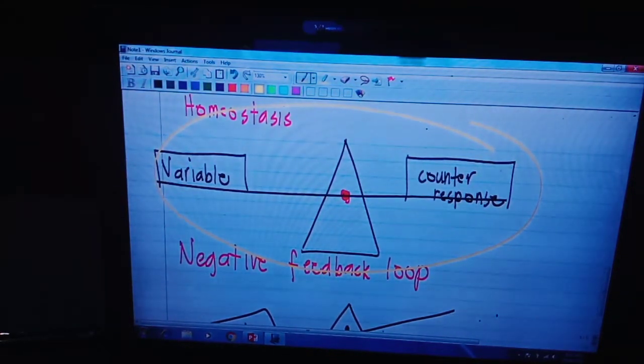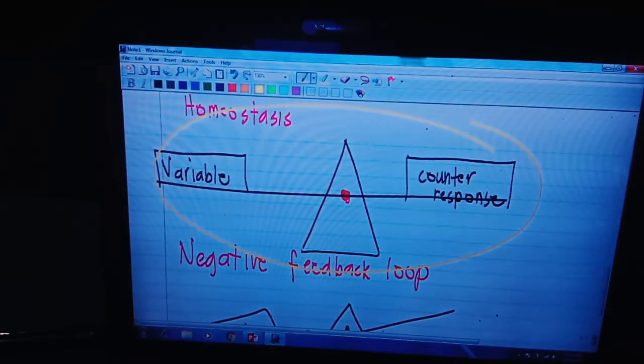So, bear in mind, na pag sinabi natin negative feedback, hindi dahil negative ang ibig sabihin niya, negative din ang kanyang meaning. No. Kabaliktaran. Kasi counter. So, pag negative, may change. There's a variable, there's a change, counter response. Yun yung tinatawag natin na negative feedback.